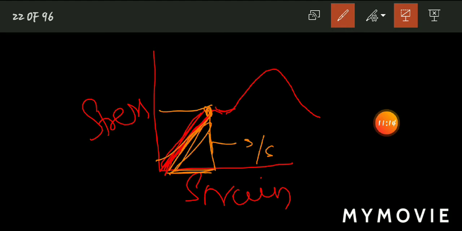So we have covered everything under the elastic region. Until this region, it is called the elastic region. And the amount of energy that is absorbed by the material till the proportional limit is called the resiliency of the material. So this entire area present here will represent the resiliency of the material.